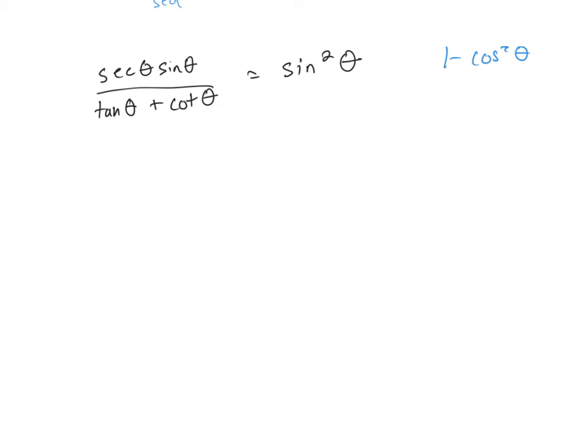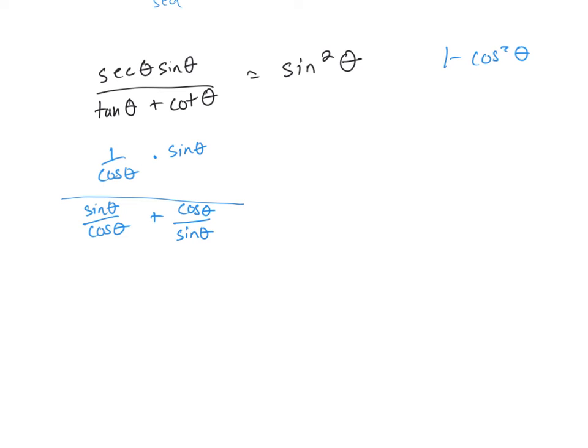I'm going to manipulate the left side. I'm picking the left side because it's easier to go small. So let's see here. I want everything in terms of sine and cosine, so I'm going to change everything to sine and cosine. Secant is the same thing as 1 over cosine. So this is 1 over cosine of theta times sine of theta, all over tangent of theta, which is sine of theta over cosine of theta, plus cotangent of theta, which is cosine of theta over sine of theta.